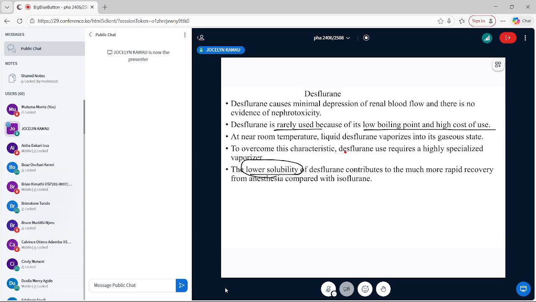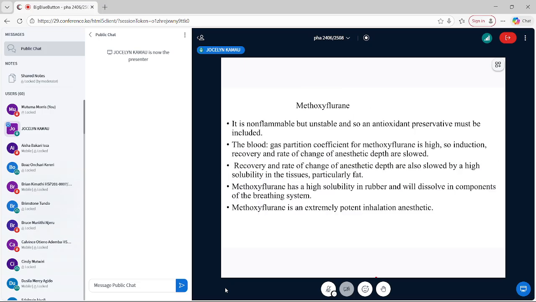Again, we mentioned physical properties. Remember, partition coefficient is a physical property. Remember, solubility is a physical property. Boiling point, volatility, all those are physical properties. So as we mentioned those properties, I have elaborated on them to mention some of the properties that can lead to differences in the stability of these compounds.